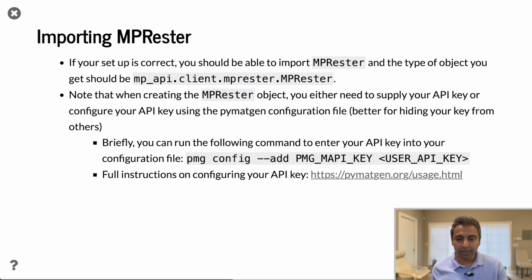When you get your API key, you have 2 options. The first option is to actually configure your system so that your API key is always used when you call MPRester. That's using a command line called pmg config. Detailed instructions on that are in this link. If you don't want to do the configuration of the API key, you can just skip this whole second portion of it, and you can just enter your API key directly when you import MPRester. We'll show both options in the code example that follows. Regardless of whether you've set up your API key in the configuration file or not, we'll show you how to get everything imported correctly.